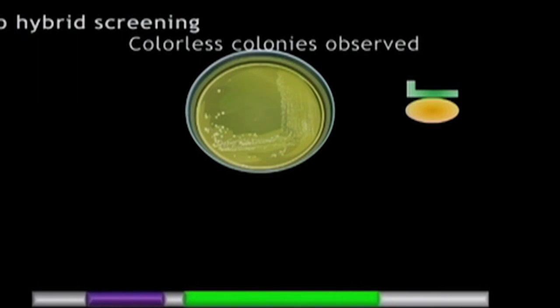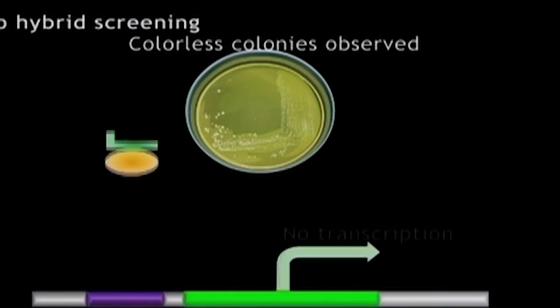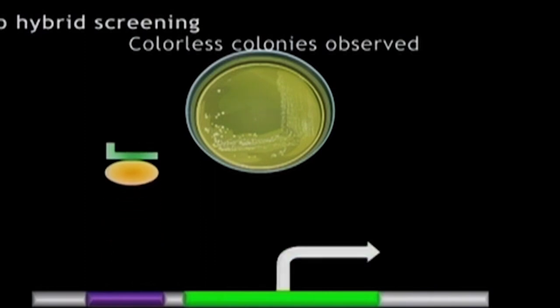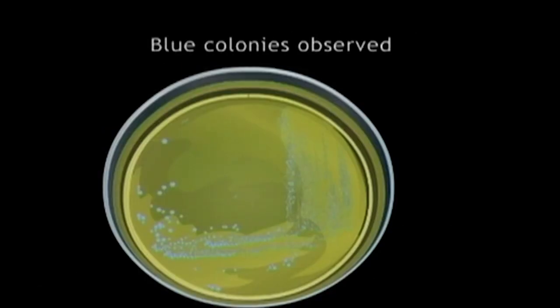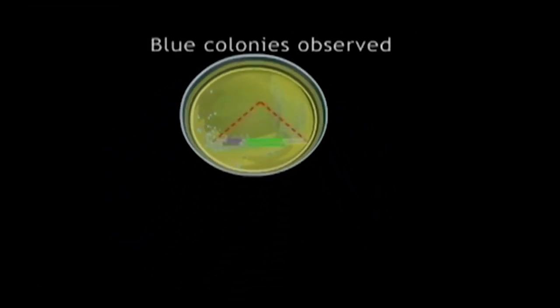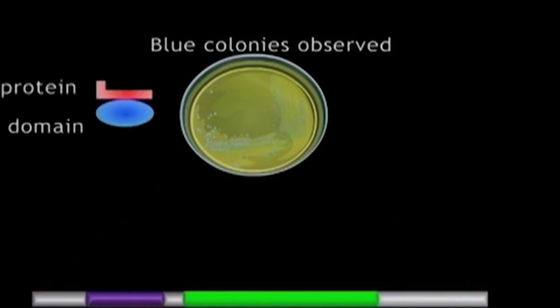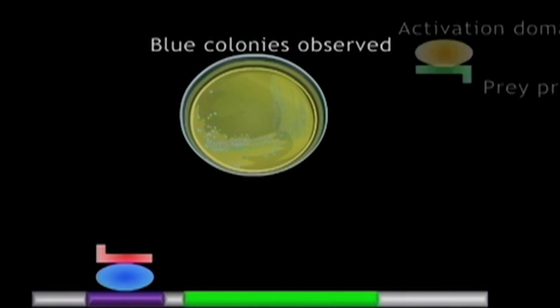The two-hybrid screening protocol uses this interaction as the basis for screening protein-protein interactions. When the bait protein bound with the binding domain interacts with the prey protein fused with the activation domain, there will be expression of the reporter gene which can easily be detected. The LacZ is a commonly used reporter gene whose protein product beta-galactosidase cleaves the substrate X-gal, resulting in blue color colonies.